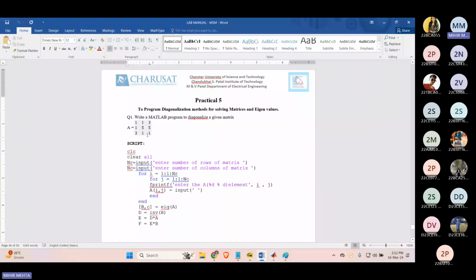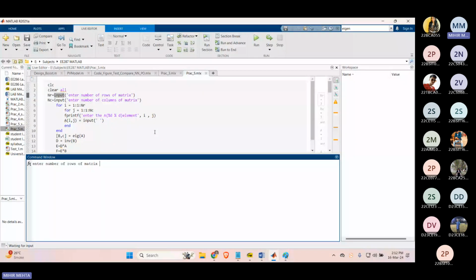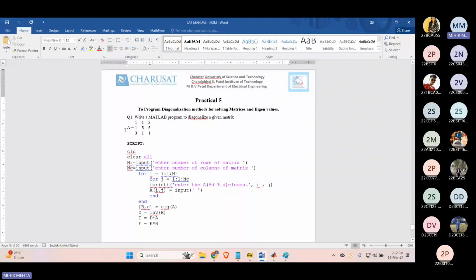Here, the first row is 1 1 3, the second row is 1 5 5, and the third row is 3 1 1. So the number of rows that we have is 3, and here we'll mention the number of rows as 3. Now, in these 3 rows also, you need to fill up values at 3 places, so you need to know the number of columns also.